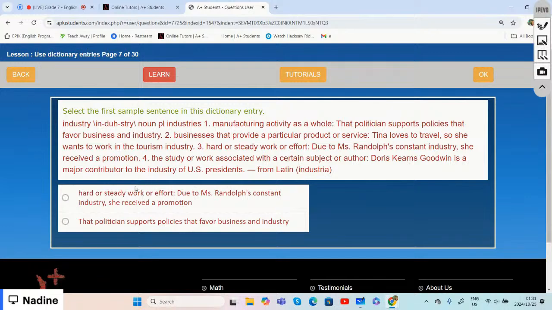All right, so we need to select the first sample sentence in this dictionary entry. And with the dictionary entry, right, we have the meanings, and also with the meanings, they sometimes give you a sample sentence to go with it. That is, if you still don't know the meaning, then at least you know there's a sample sentence where you'll be like, okay, I know this.